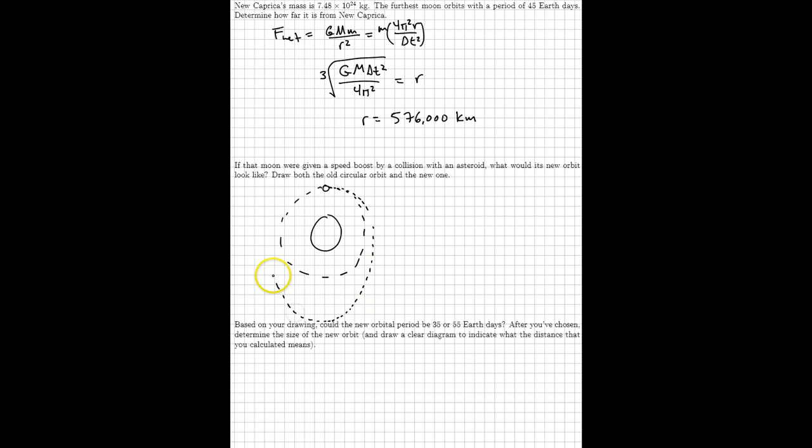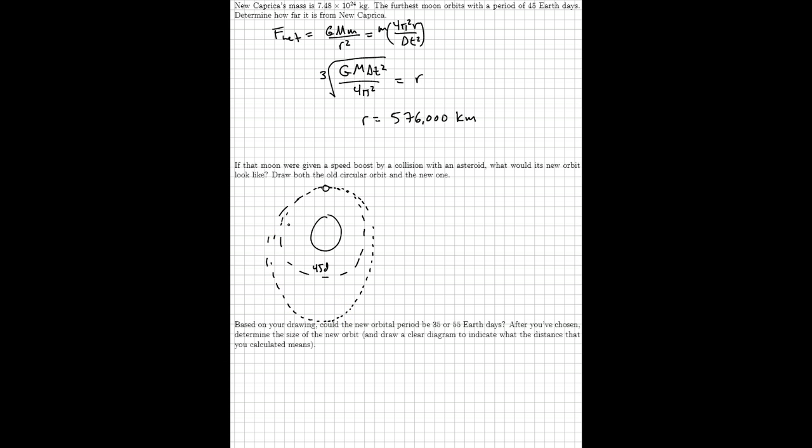It's still going to have to turn around, and it's still going to come back. And it'll be tangent with that same point on the orbit, but now it'll have an ellipse. And it's not a great ellipse, but that's the right idea. So there's our old one, and there's our new elliptical orbit. So this one is 45 days long. The question is, is this one 35 or 55 days long?